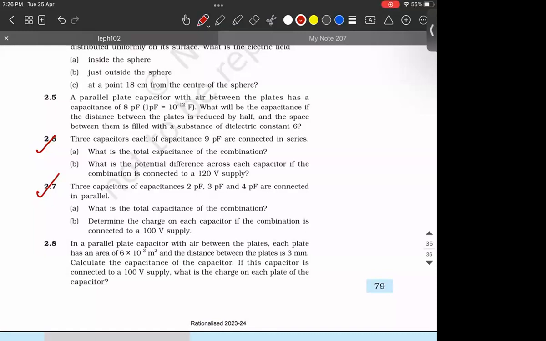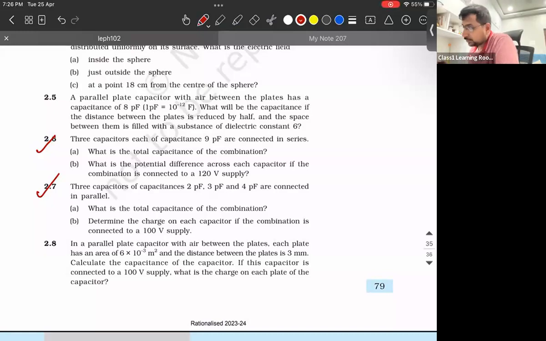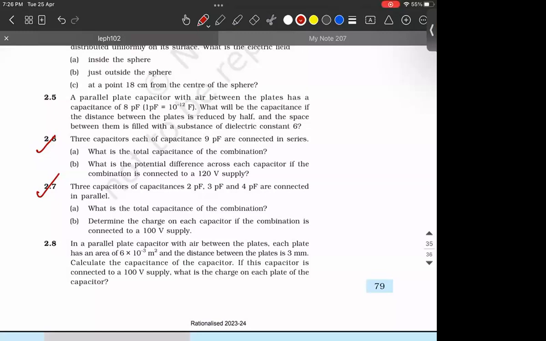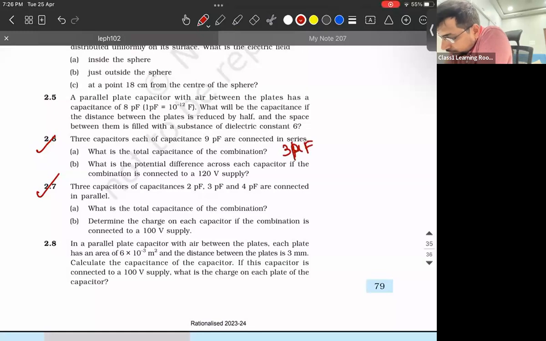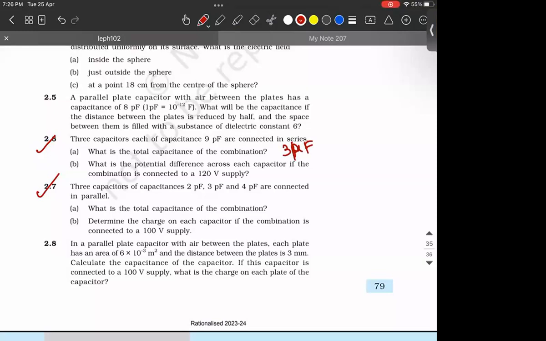Sir, first one is 3. First one is 3 here, correct? Capacitance, so 3 picofarad. Yes. What is the potential difference across each capacitor if the combination of 120 volt is connected across the combination? Yes, sir. How much is it? One minute, sir, I'll say.